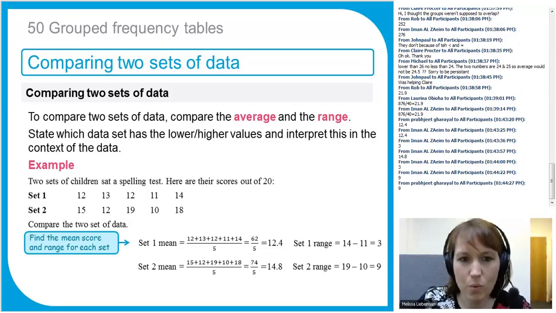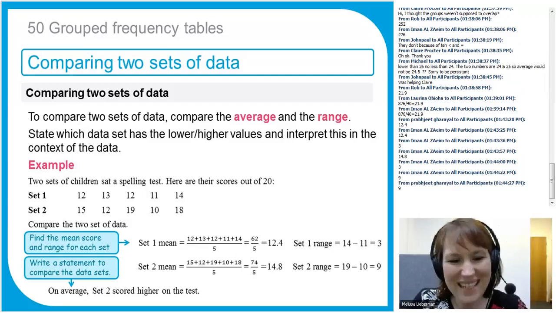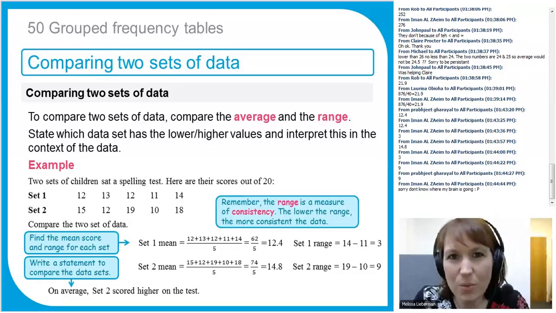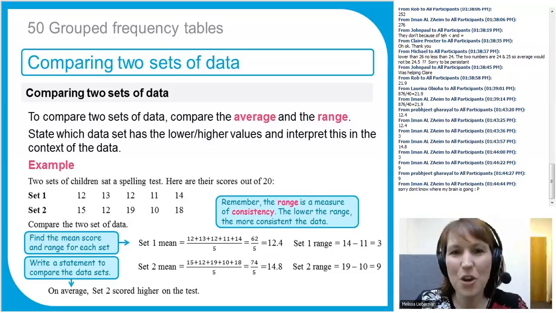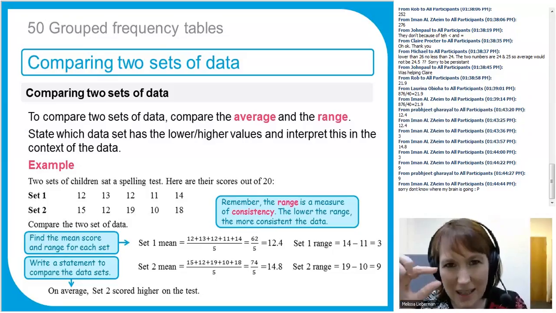So when we make the comment, we need to say, first of all, this is the easy one, on average, set 2 scored higher on the test, or you could say on average, set 1 scored lower on the test. Both mean the same thing. For range, try and include this word consistent. Examiners really like it. So if you're talking about range, use the word consistent, and you know that you'll be interpreting the data in the right way. So set 2 is much less consistent because the range is bigger. Set 1 is much more consistent, much more predictable because it covers a smaller range of values.